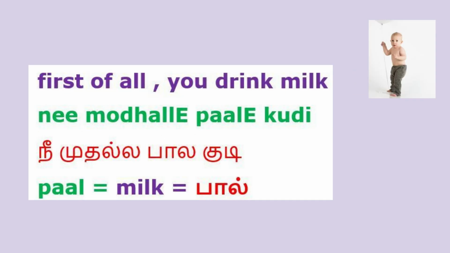The next one is, first of all, you drink milk. So milk is the direct object here. We are telling that boy, that kid there, drink milk. நீ முதல்ல பாலை குடி. Paal is milk. You drink milk first. First of all, you drink the milk.